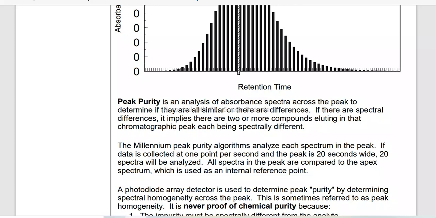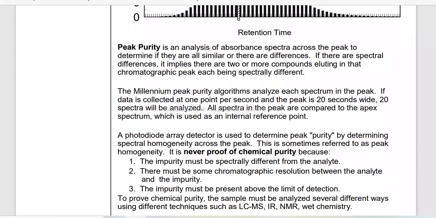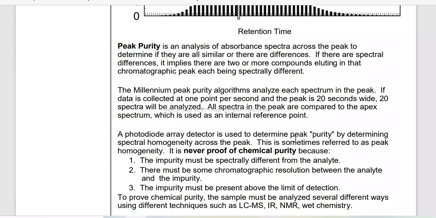A photodiode array detector is used to determine peak purity by determining spectral homogeneity across the peak. This is sometimes referred to as peak homogeneity. It is never proof of chemical purity. Why? So never confuse the words peak purity and chemical purity, because both are different things. I can make a video on this topic later.